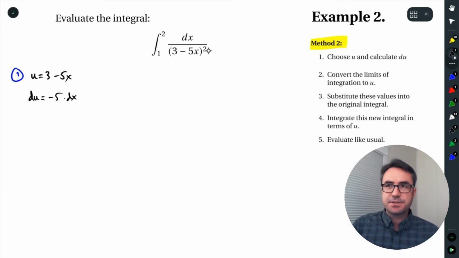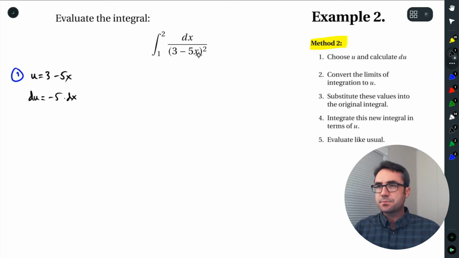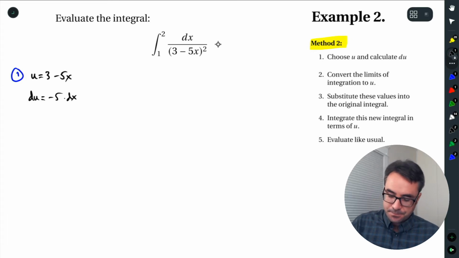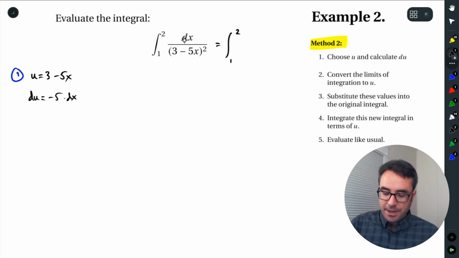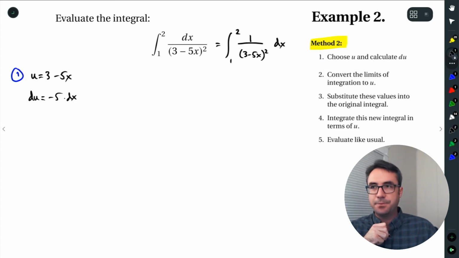Now let's rewrite this function, just to get it into a format that's going to be a little bit easier to integrate. Normally when we have a fraction, sometimes we put the dx on the top of a fraction like this. It can be helpful, especially if you're not sure where to go with the problem, to move the dx off of the fraction and put it at the end. So another way to write this is 1 over (3 minus 5x) squared dx. That's one thing we could do.